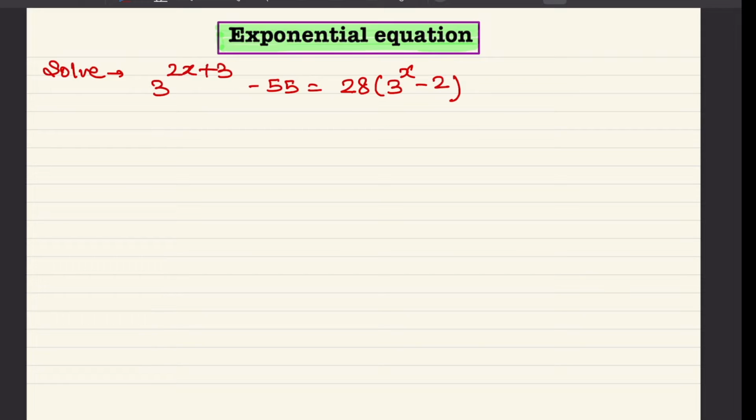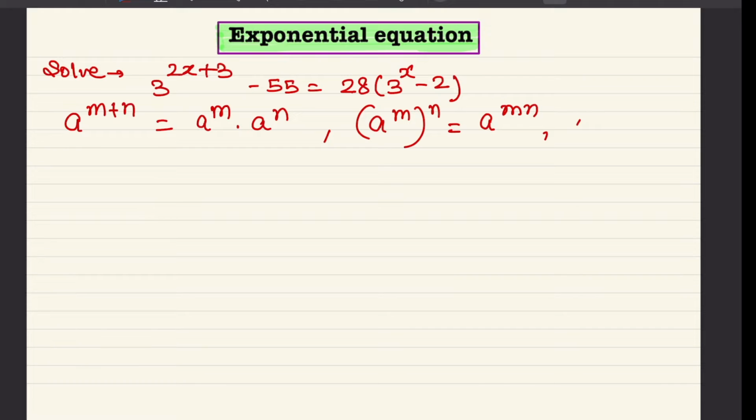In order to solve this exponential equation, we have to look at some rules of exponents. First, a^(m+n) will give you a^m into a^n. Second one is (a^m)^n is equal to a^(mn). a^0 equal to 1 and a^(-n) equal to 1 upon a^n. These four rules are used to solve this exponential equation. Now let us quickly solve this equation.